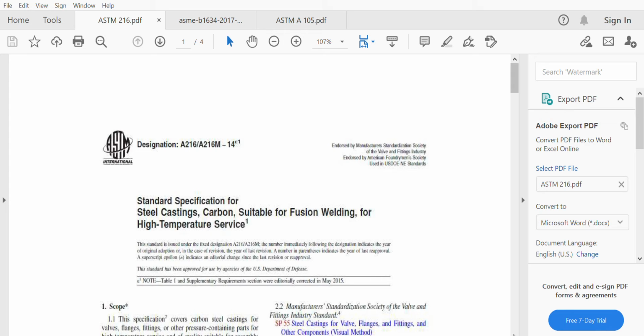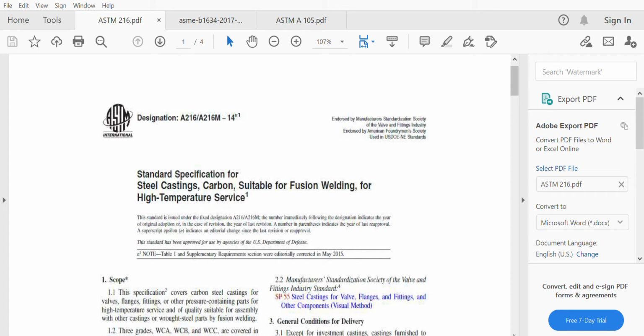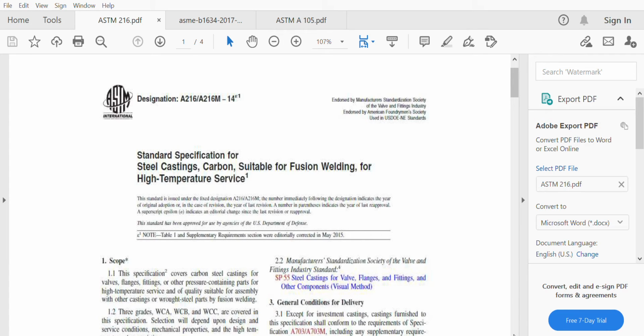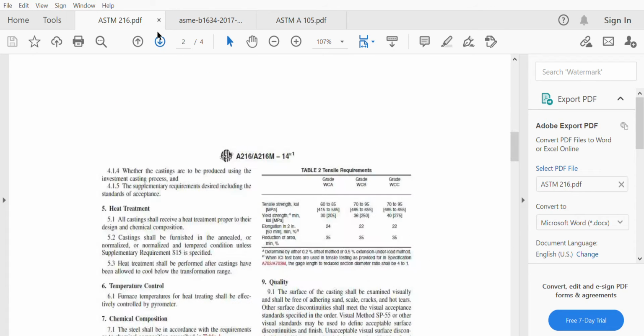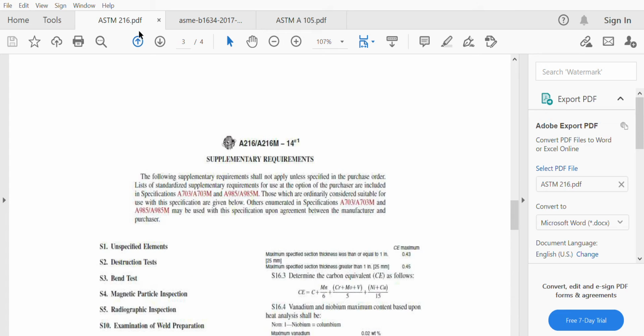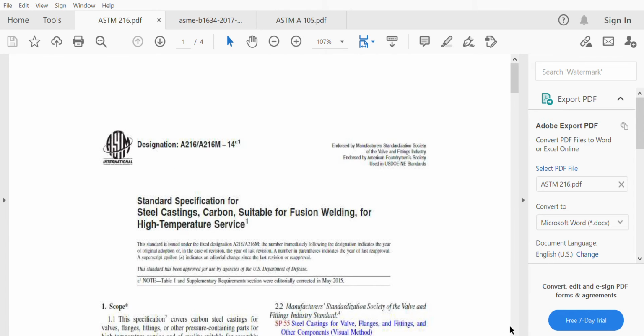Though it is written high temperature service, here high temperature means temperature up to 425 degrees centigrade, because we have seen in the ASME B16.34 table that A216 can be used up to 425 degrees. Though it can be used up to 539 degrees centigrade, it is recommended that it is used below 425 degrees centigrade. This ASTM standard 216 is a small standard, only 4 pages, but it contains all the information for producing this particular grade of material.